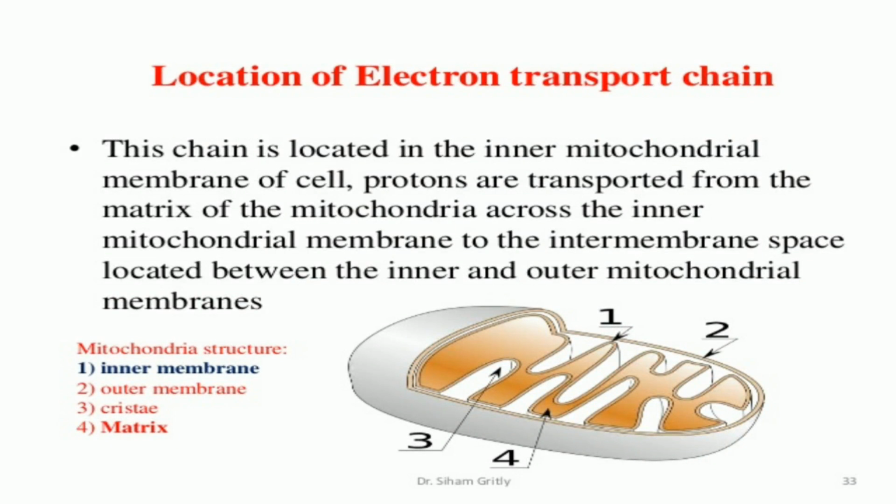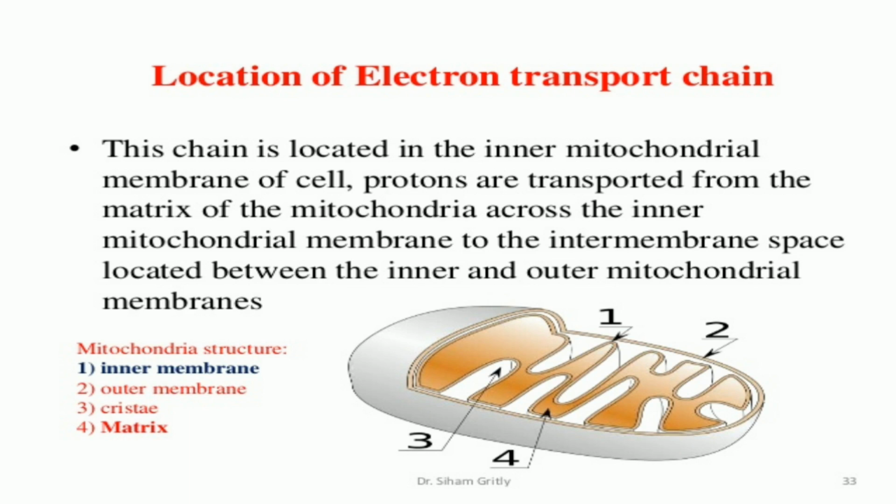The chain is located in the inner mitochondrial membrane, and it consists of various components of the electron transport chain. It includes cytochromes B, two types of cytochrome C, ubiquinone, flavoprotein FMN or FAD, as the case may be, then iron sulfur protein and enzyme cytochrome oxidase, which is intimately associated with cytochrome A and A3.